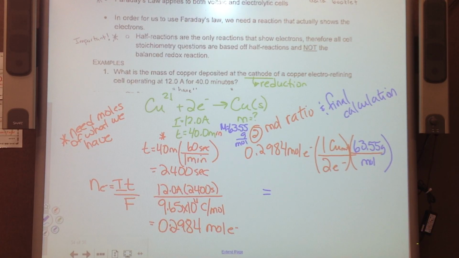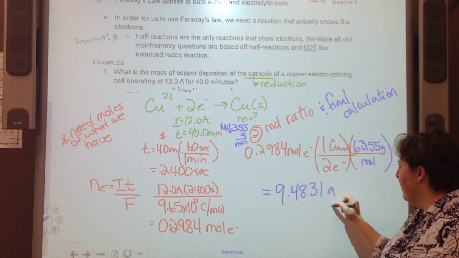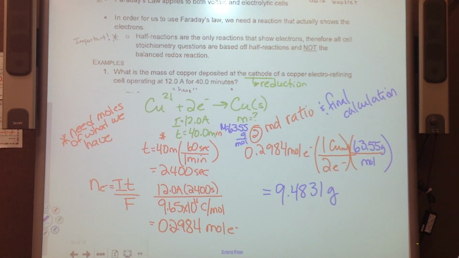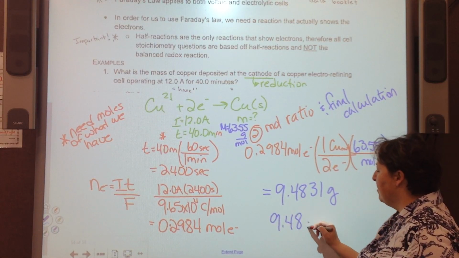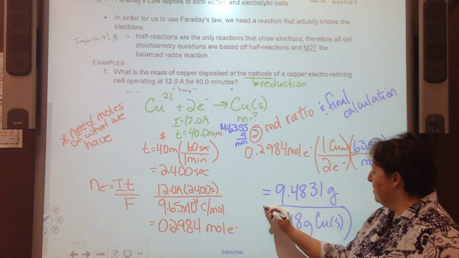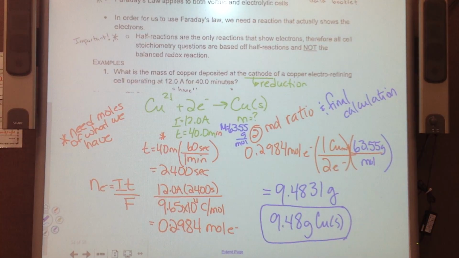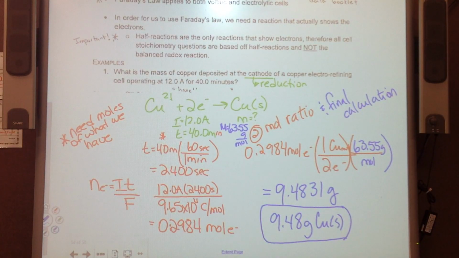Get an answer, Sophia? And when we go back to the question and we look at significant figures, it says 9.48 grams of copper is deposited. Okay? Easy peasy.